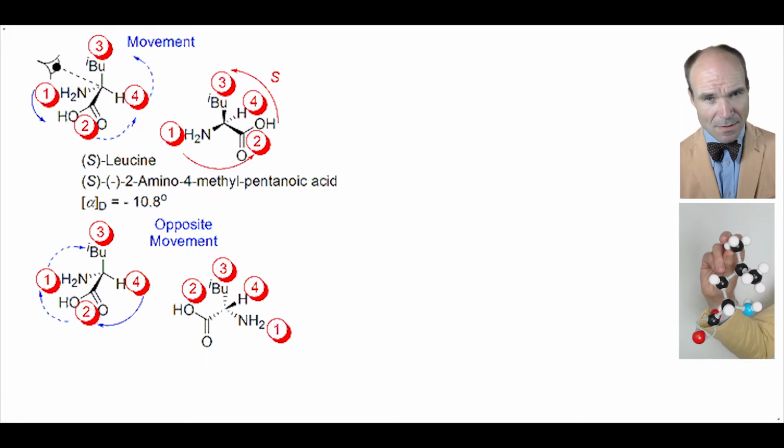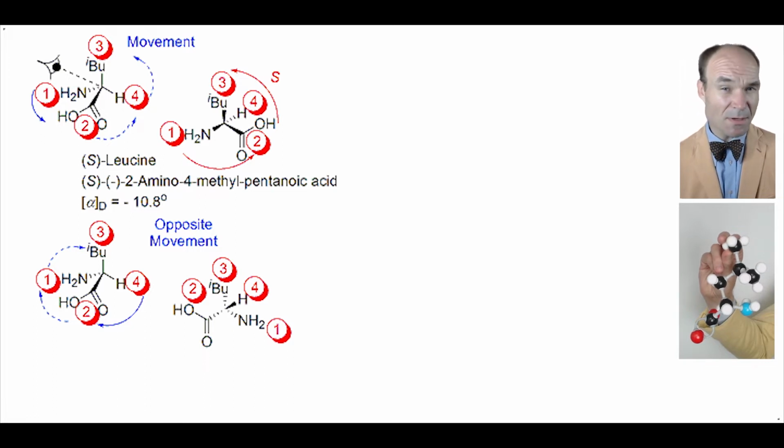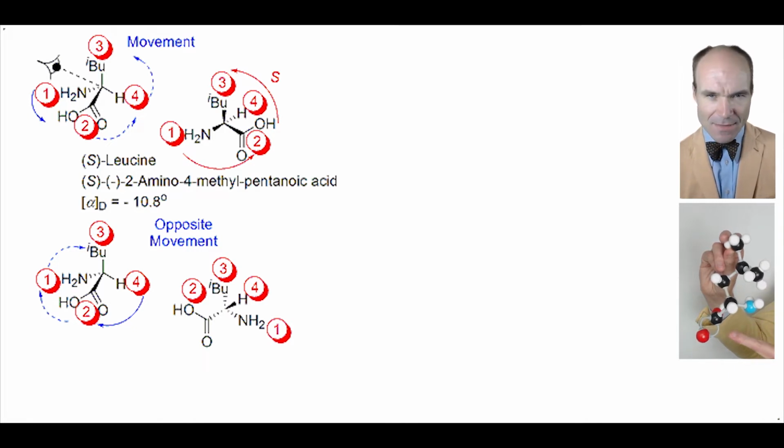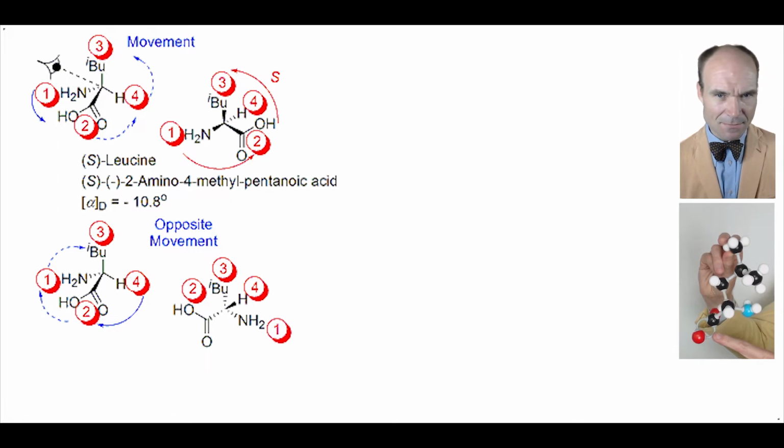Okay, but how are we going to work out whether the descriptor is R or S, with the lowest priority completely in the wrong place? Well, the good news is that the lowest priority is completely in the wrong place. That's to say, the opposite of the ideal place. We don't need to reorientate the molecule.